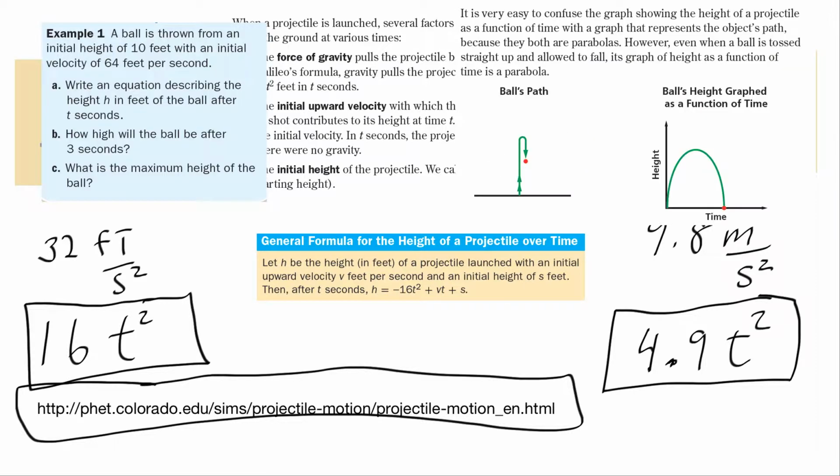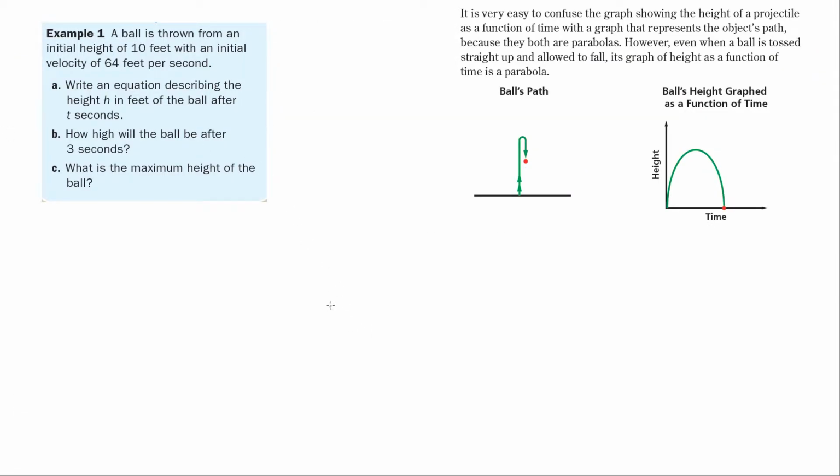Okay, well, let's get to work. Example 1: a ball is thrown from an initial height of 10 feet with an initial velocity of 64 feet per second. Write an equation describing the height h in feet of the ball after t seconds. How high will the ball be after 3 seconds? And what is the maximum height of the ball?